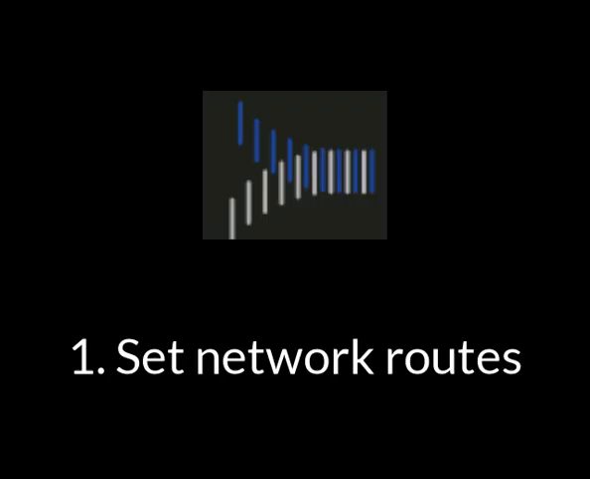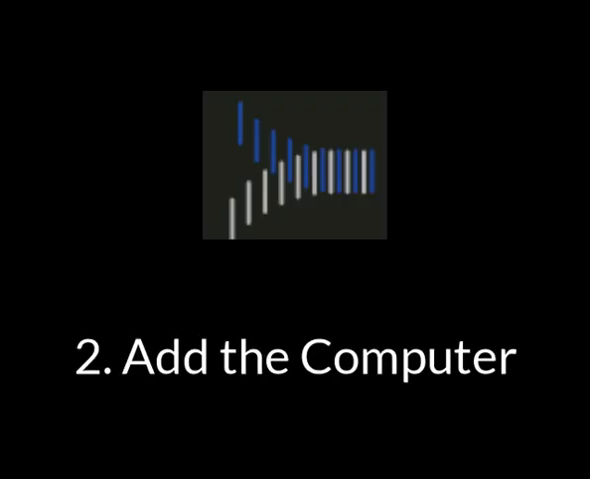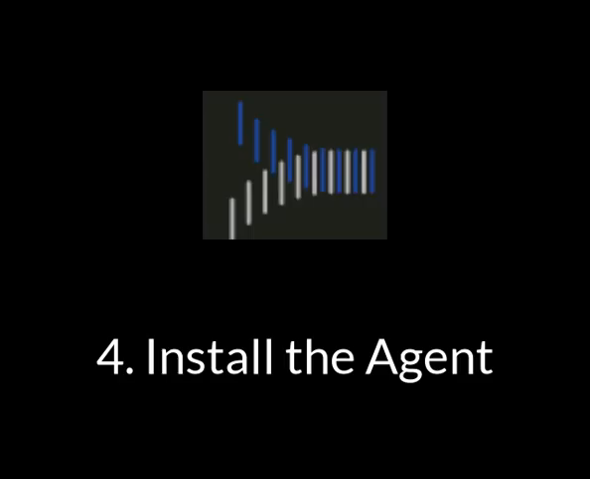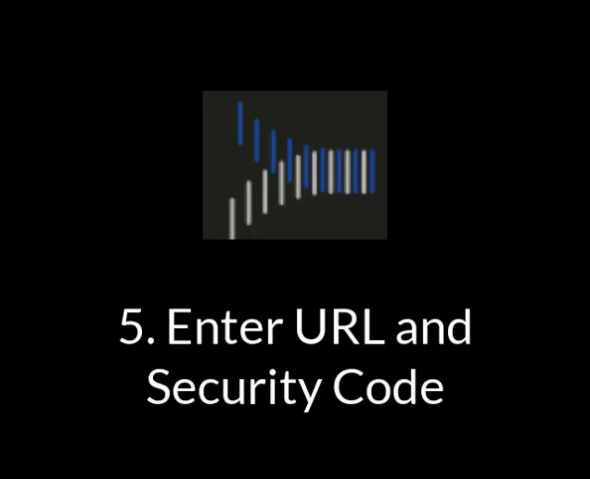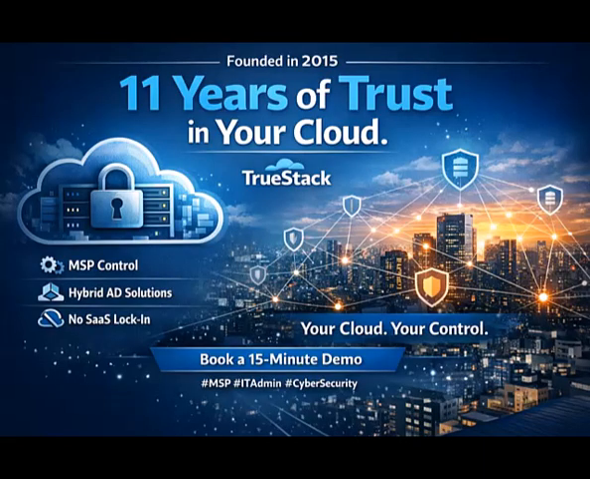To summarize, ensure network routes exist if needed. Add the computer, choose routing behavior, install the agent, enter the server URL and security code. From there, TrueStack handles everything automatically. That's secure, device-based connectivity, without passwords, without user interaction, and without VPN support tickets.